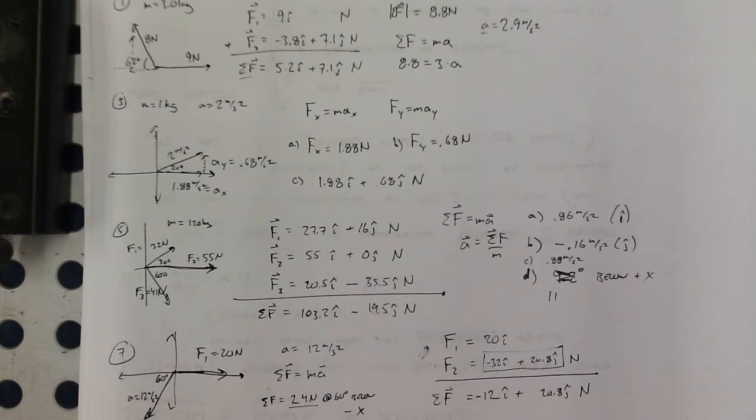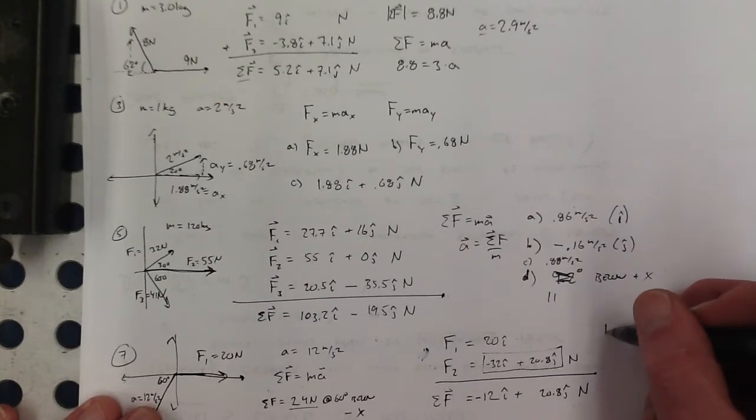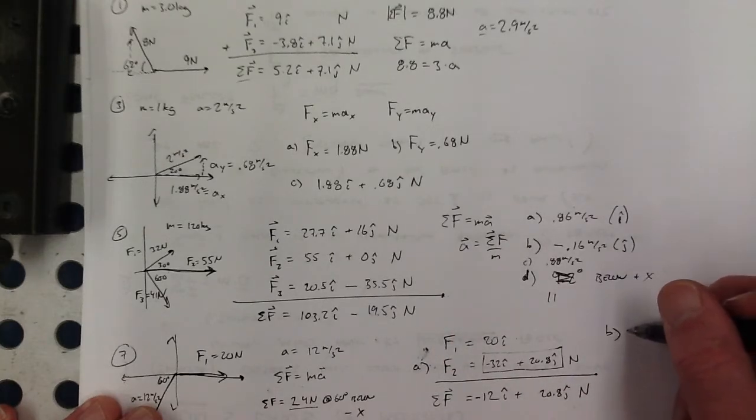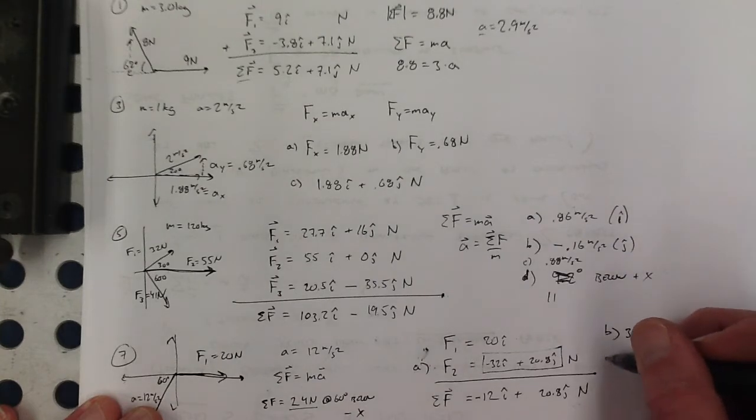And magnitude and angle relative to the positive direction of the x-axis. So the magnitude is going to be 32 squared plus 20.8 squared. That's part A right there. Part B, looks like the magnitude's about 38.2 newtons.